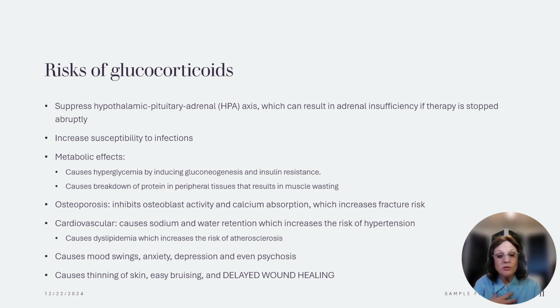They have cardiovascular effects. They cause sodium and water retention, which increases the risk of hypertension. They also cause dyslipidemia, which is problems with cholesterol, and that will increase the risk of developing atherosclerosis or atherosclerotic plaques in your blood vessels. They also cause mood swings, anxiety, depression, even psychosis. They cause thinning of the skin, easy bruising, and delayed wound healing. So again, we're only going to use glucocorticoids if that inflammatory process is really bad.